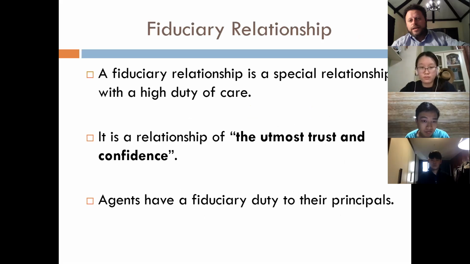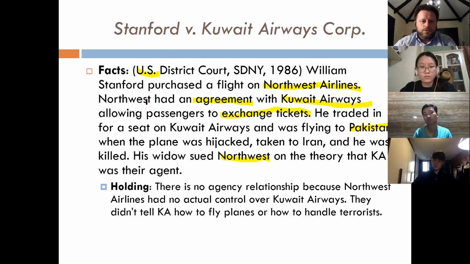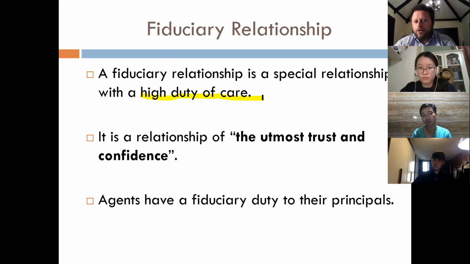The last thing we need is what's called the fiduciary relationship. And that is this high duty of care, a relationship with a very high level of trust. Agents have a fiduciary duty. And all this means, it's a complicated word, but it's not a complicated definition. The definition is high duty of care. That's all it is.